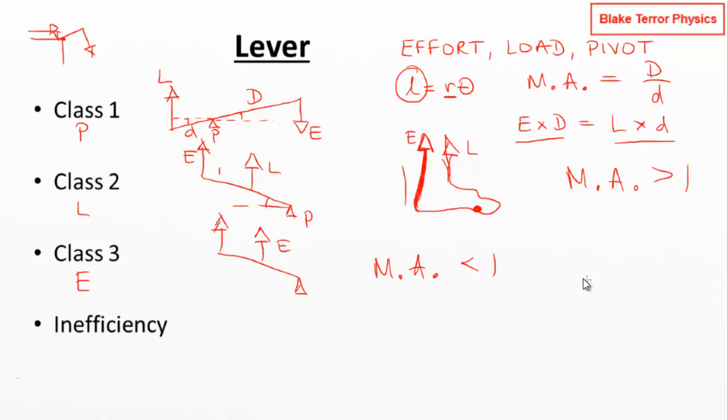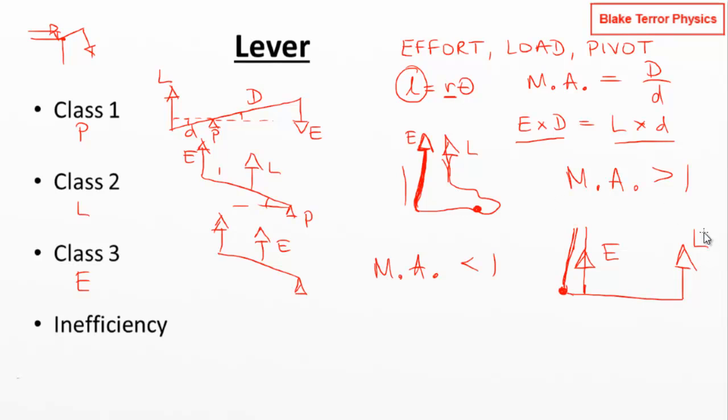Another example in the body would be your forearm and hand compared to your bicep. So there's your upper arm, there's your elbow, there's your forearm. Your biceps come down and attach pretty close to your elbow. So you've got your effort lifting up there, and that is then raising the load of your hand. So for a very small contraction of your biceps, you're going to get a large movement of your hand, because it's so much further away from the pivot point.